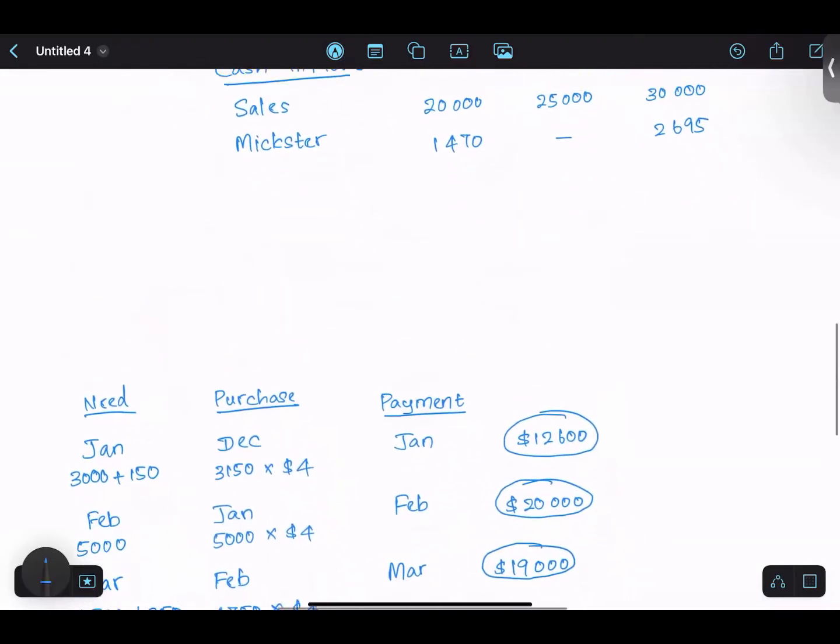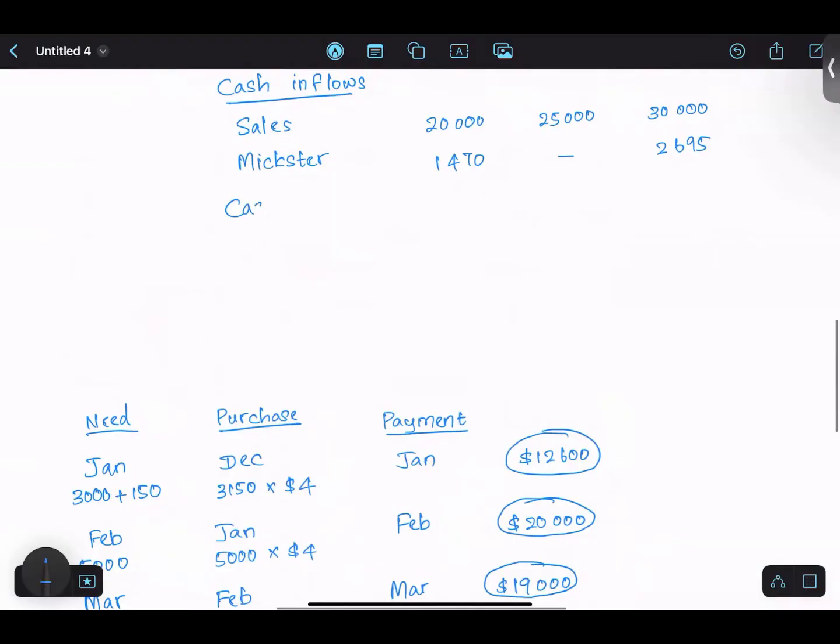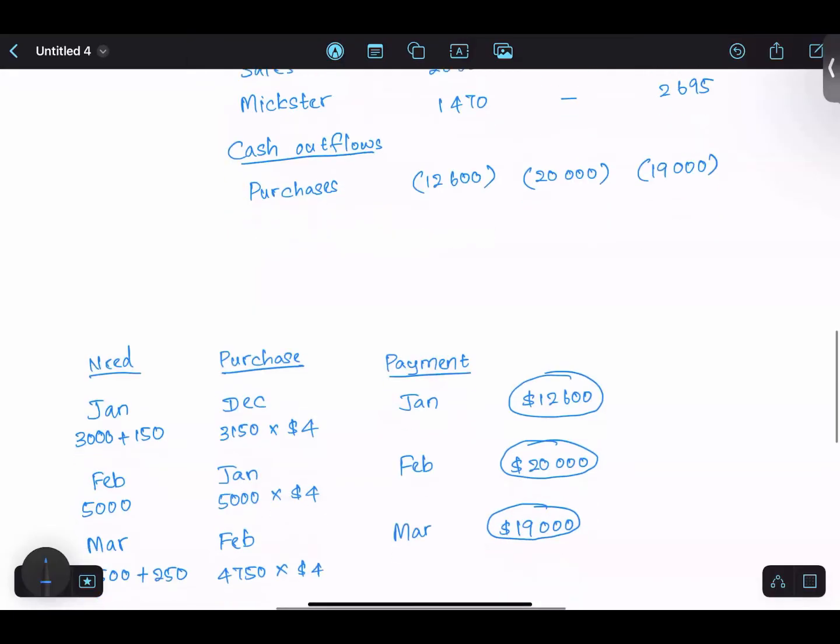So let me put the figures in the cash budget. Cash outflows, purchase. In the month of January, you will have a purchase cost of 12,600. In the month of February, you will have 20,000. In the month of March, you will have 19,000.